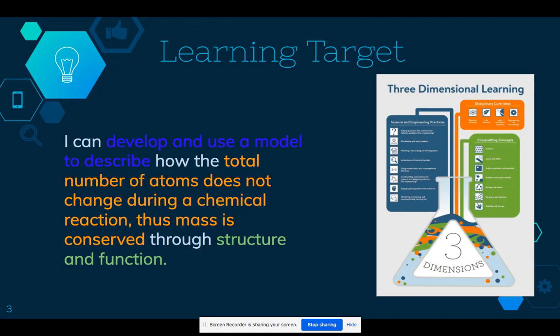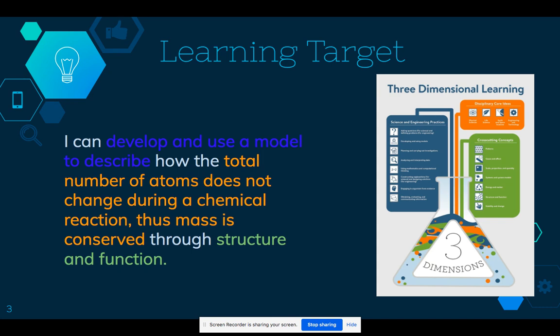So our learning target is: I can develop and use a model to describe how the total number of atoms does not change during a chemical reaction, thus mass is conserved through structure and function. And like we do every time, we're going to break that down because that's a lot to take in and it doesn't make a lot of sense.